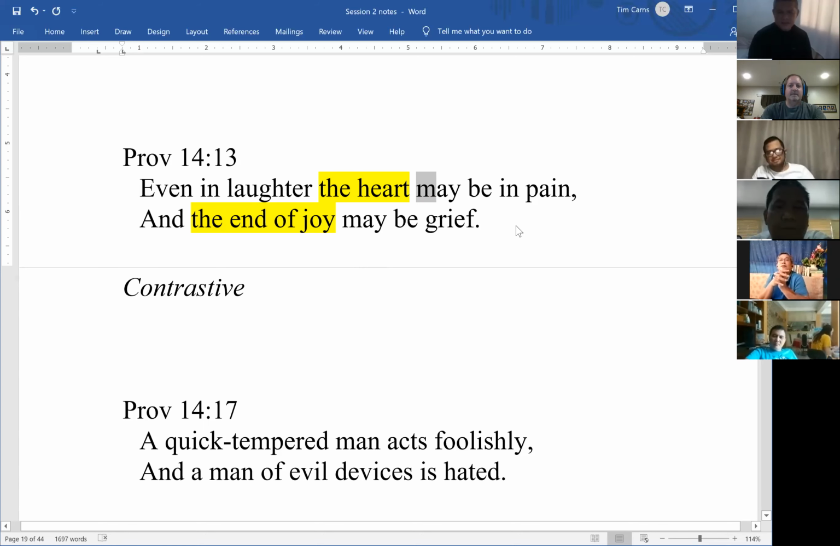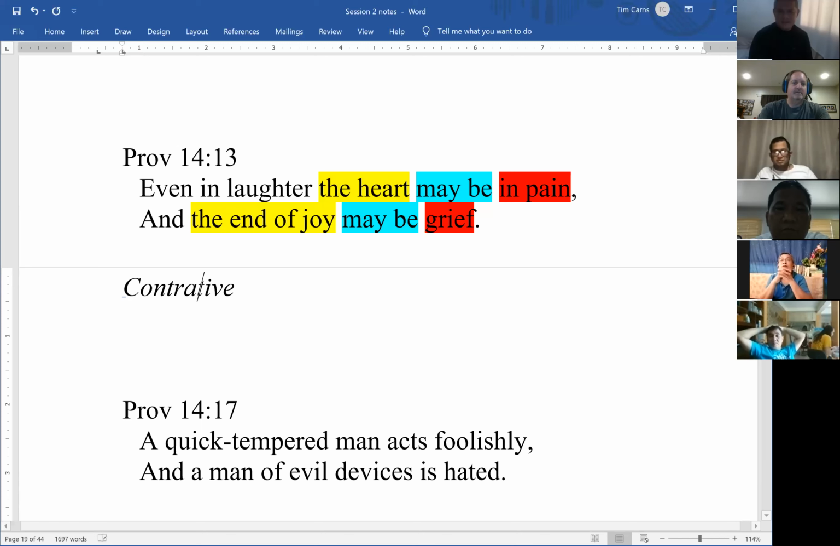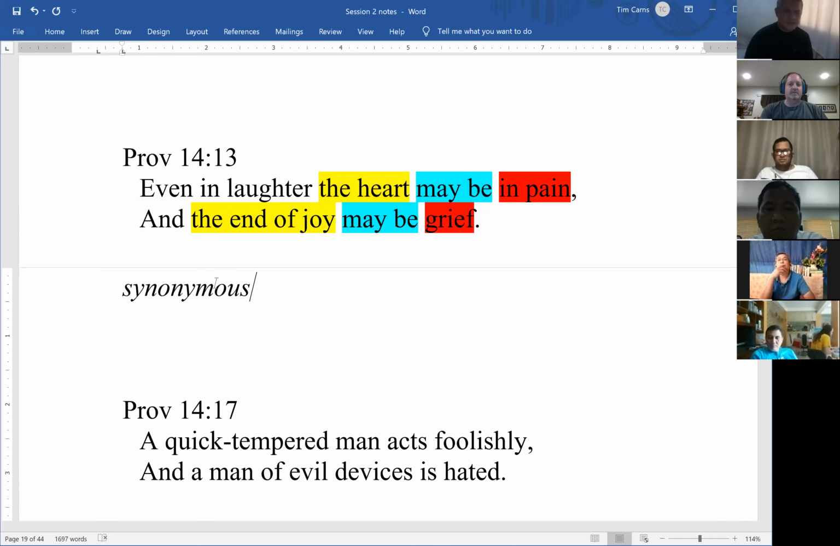Sometimes it's helpful to do this. Sometimes if you take a pen or something and circle the subjects, underline the verbs, and put a square around the objects, you can see the structure. That's how I work it through. You guys see that? Synonymous?